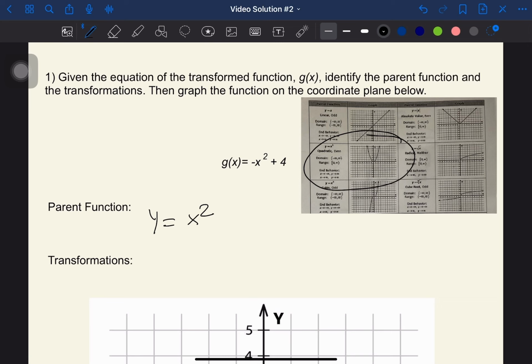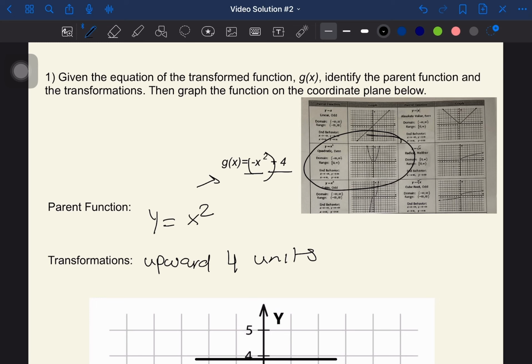Now, in order to identify the transformations, we do have to look at any changes that are made to our g of x. So we do see here that we have plus 4 and negative x squared. Now, in order to identify any transformations, we have to see what exactly is added to this equation. So because the plus 4 is added to the negative x squared, we know that this is a vertical shift that moves upwards 4 units.